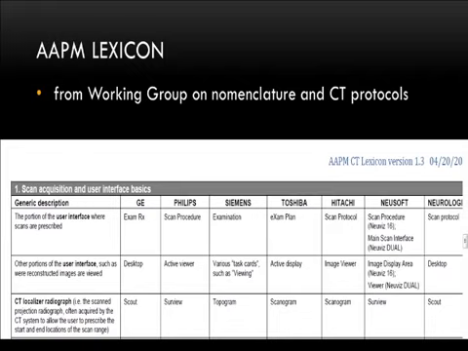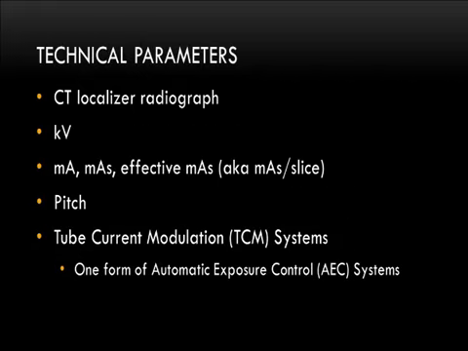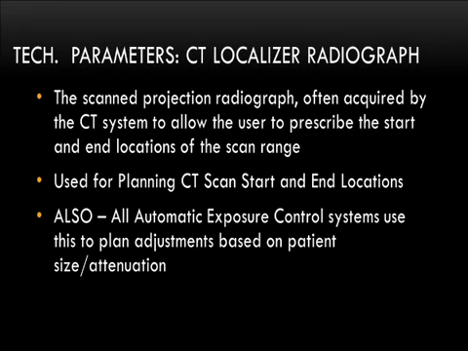Okay? So I'm going to go through just these parameters. The CT localizer radiograph, that was that bottom line, the Scout or Topogram or Surview. kV, mA, mAs, effective mAs. I bet some of you have some questions about this. We'll talk about pitch and whether it does or does not decrease dose. And finally, just a few words about tube current modulation, just to introduce the concept. Mark Stepanich is going to go through it in much more detail, but I'm going to introduce just a couple terms there. Okay, so let's talk about the first one, the CT localizer radiograph.